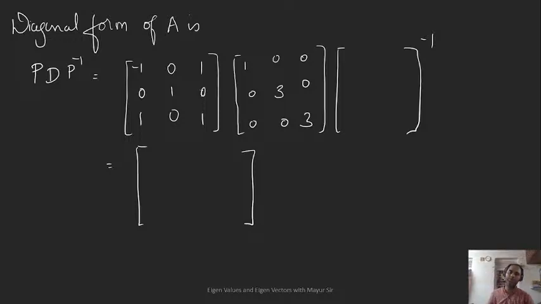Yeah, so you must get capital A back over here: 2 0 1 0 3 0, and here it must be 1 0 2. So this is your matrix back, and this is the diagonal form of A. So this is all about this.